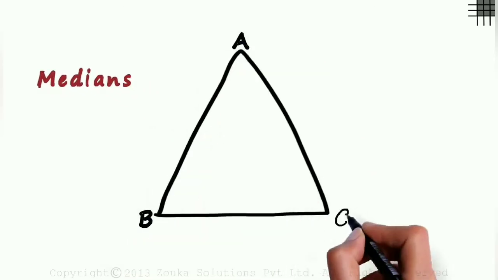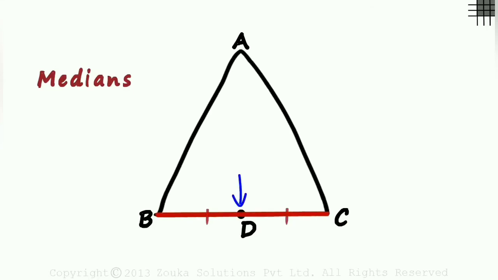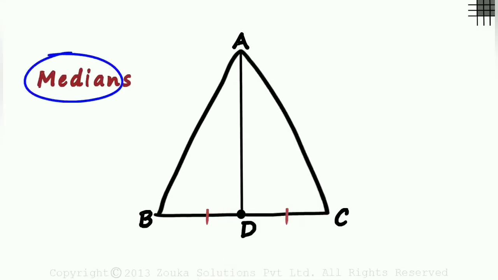To understand what medians are, look at the triangle ABC. Assume we had point D on segment BC such that BD is equal to DC. It means D is the midpoint of segment BC. The segment BC is the side opposite the vertex A. A segment drawn from a vertex to the midpoint of its opposite side is called a median. So segment AD is one of the medians of triangle ABC.